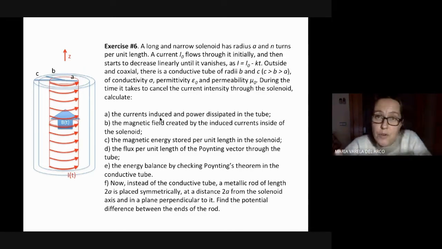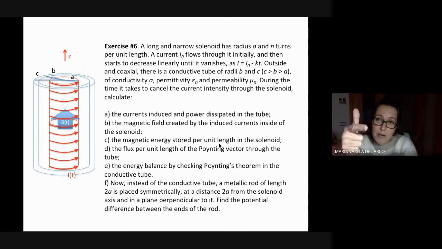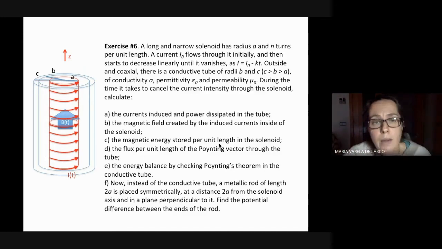Second, these currents obviously are going to induce this secondary field, this induced magnetic field. Calculate it. We'll do that. Third, calculate the magnetic energy stored per unit length in the solenoid. Now we're going to have both an induced field and the primary field. What is the energy stored in those? Okay, which is obviously going to change over time. Then the flux per unit length of the Poynting vector through the tube. Okay, and you can already imagine where this is going to go at some point. It's going to say check the Poynting theorem. Okay, we will. Then E, the energy balance by checking Poynting's theorem, surprise, surprise.